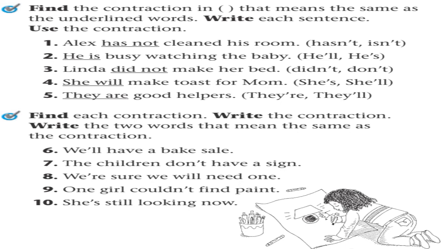3, Linda did not make her bed. The short form of did not. Is it didn't or don't? Number 4, she will make toast for mom. She will. What's the short form? She's or she'll? Number 5, they are good helpers. What's the short form of they are? Is it there or they're?